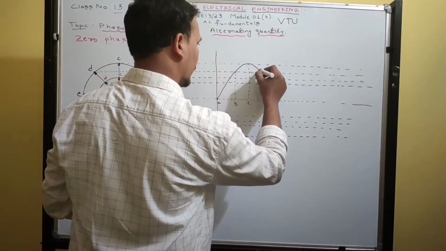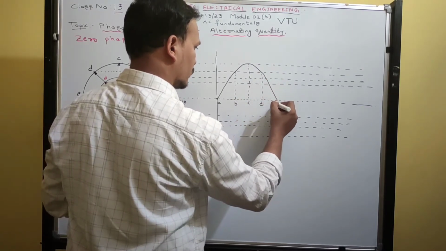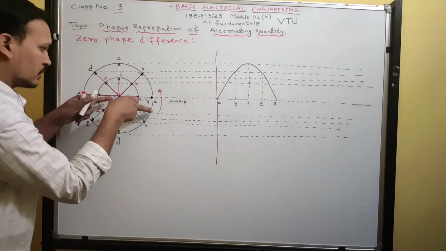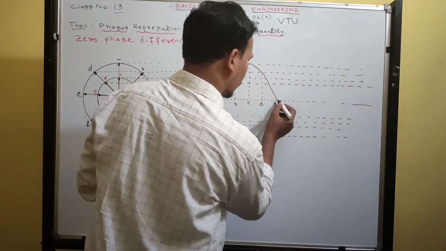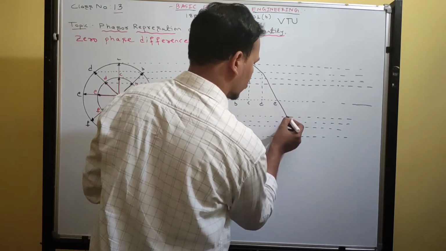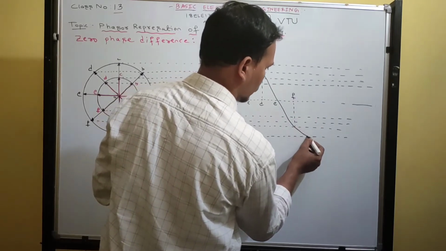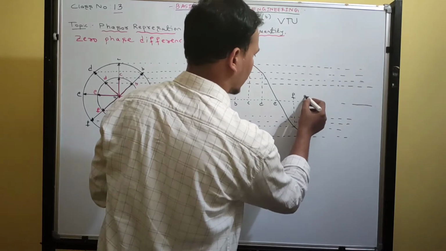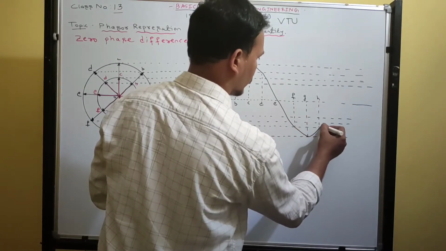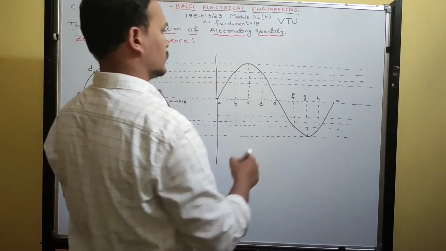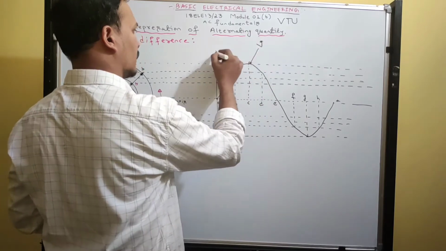At position D the value decreases, and at position E the value will be 0, because we already learned that if a phasor rotates in the anti-clockwise direction for one rotation, you get one alternating cycle. Next at position F you will get a negative value. Position G is the maximum value, then position H the value decreases again. Finally at position A the value becomes 0. This is the voltage phasor, and this is the voltage waveform.